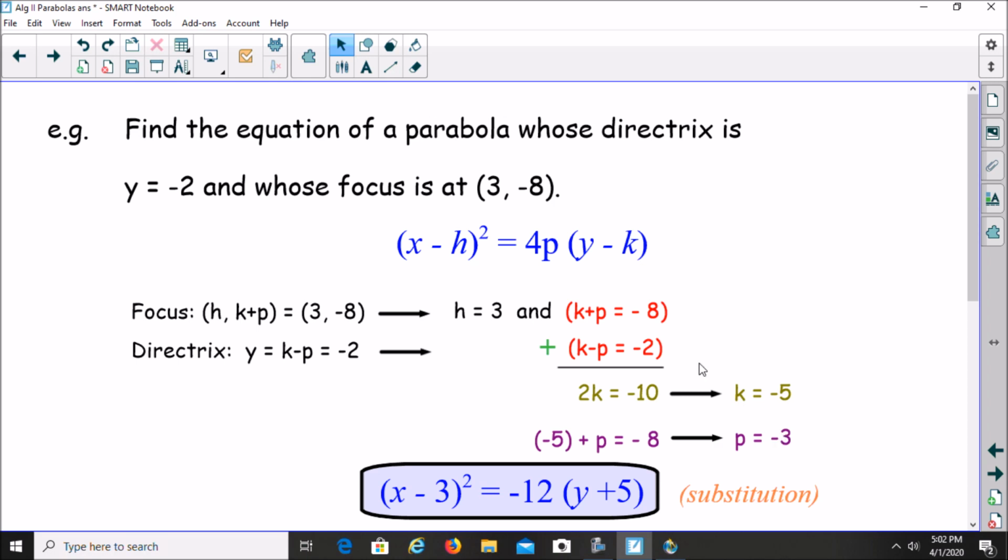All that's left to do is to come up here to the standard form for the equation of a parabola and replace the values of h, k, and p. So I will end up with x minus 3 quantity squared equals 4p, 4 times negative 3 is negative 12, times y minus negative 5, so in other words y plus 5.